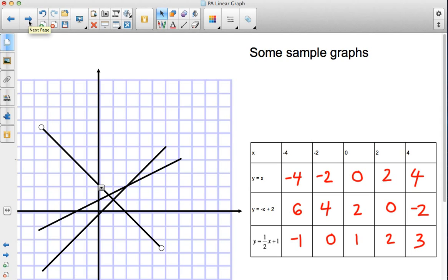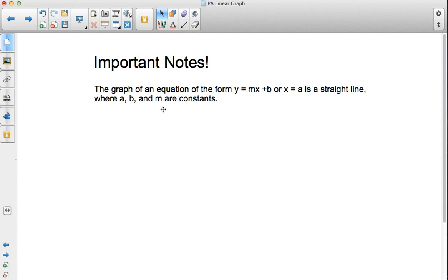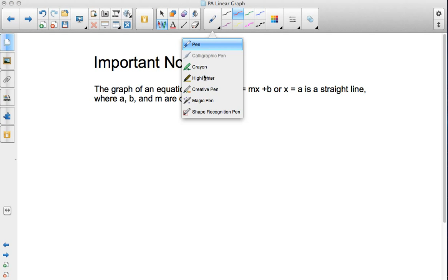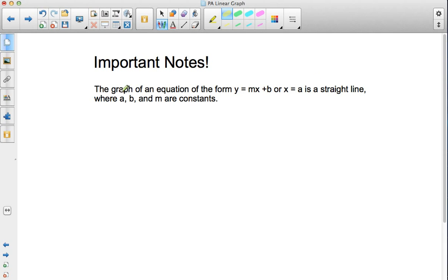but before we leave, there's something super important. Here are the important notes. Hopefully you write this down because I'm telling you to write it down, and because I'm even going to get a highlighter out. I'm going to tell you the graph of any equation of the form y equals mx plus b, or x equals a, and a is going to be any sort of constant, is a straight line.